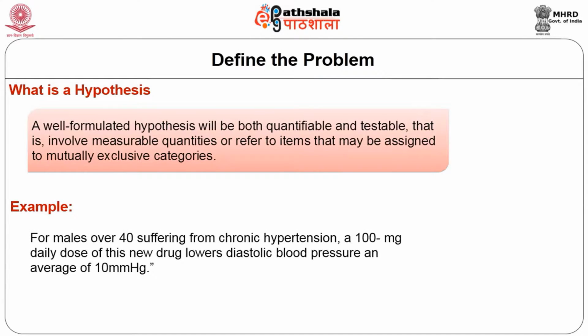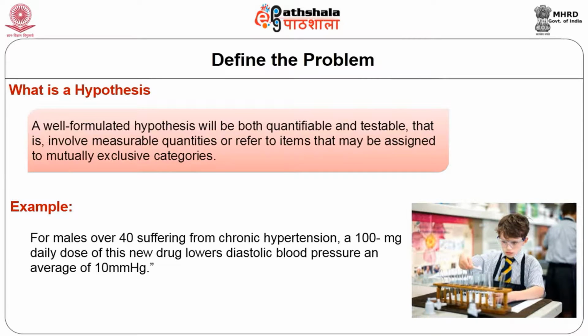So, as an example, the hypothesis would be like this. For males over 40 suffering from chronic hypertension, a 100 milligrams daily dose of this new drug lowers diastolic blood pressure on an average by 10 mm Hg. Therefore, it involves many things. One is you have to identify the population from this. The population is male subjects over the age of 40 years who are suffering with hypertension. From that population, you have to pick the sample.